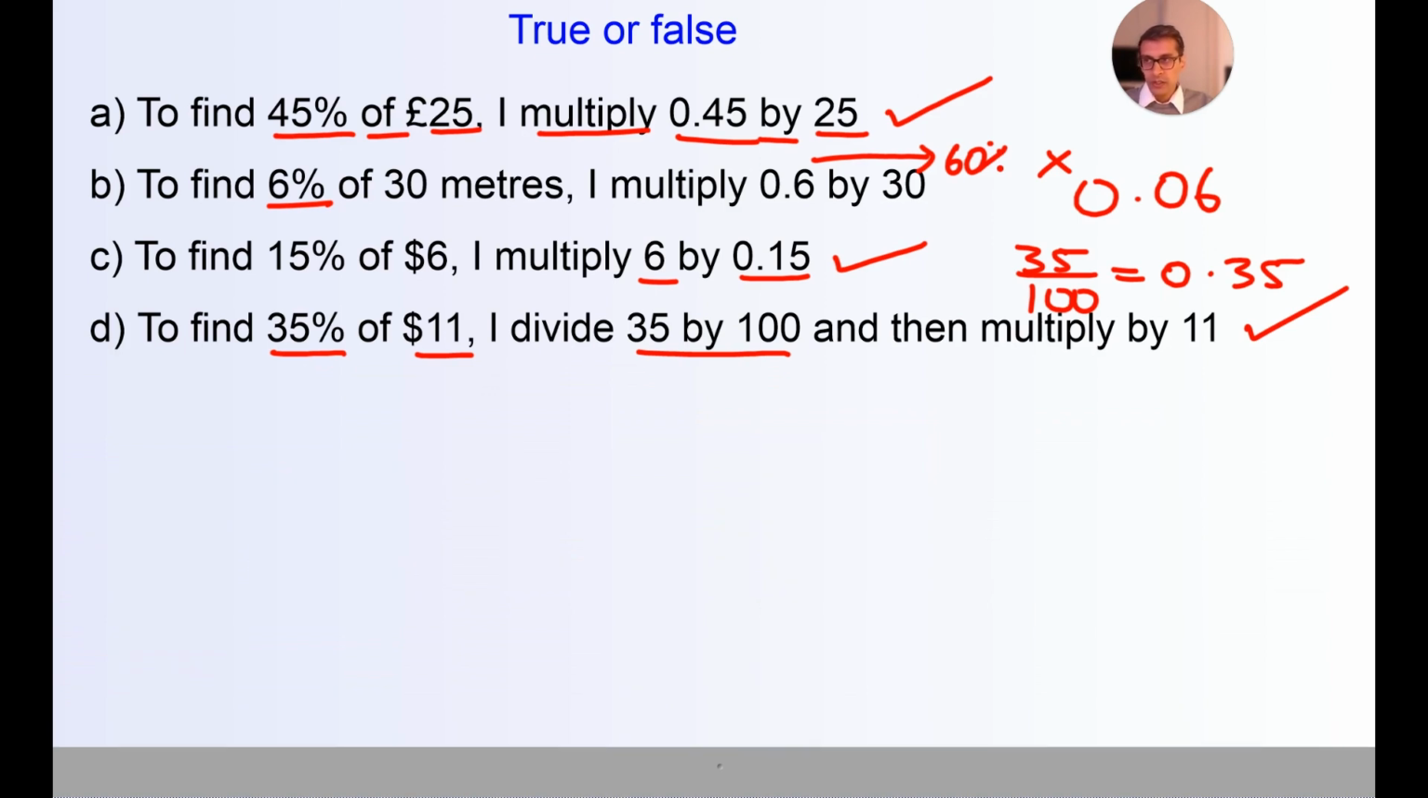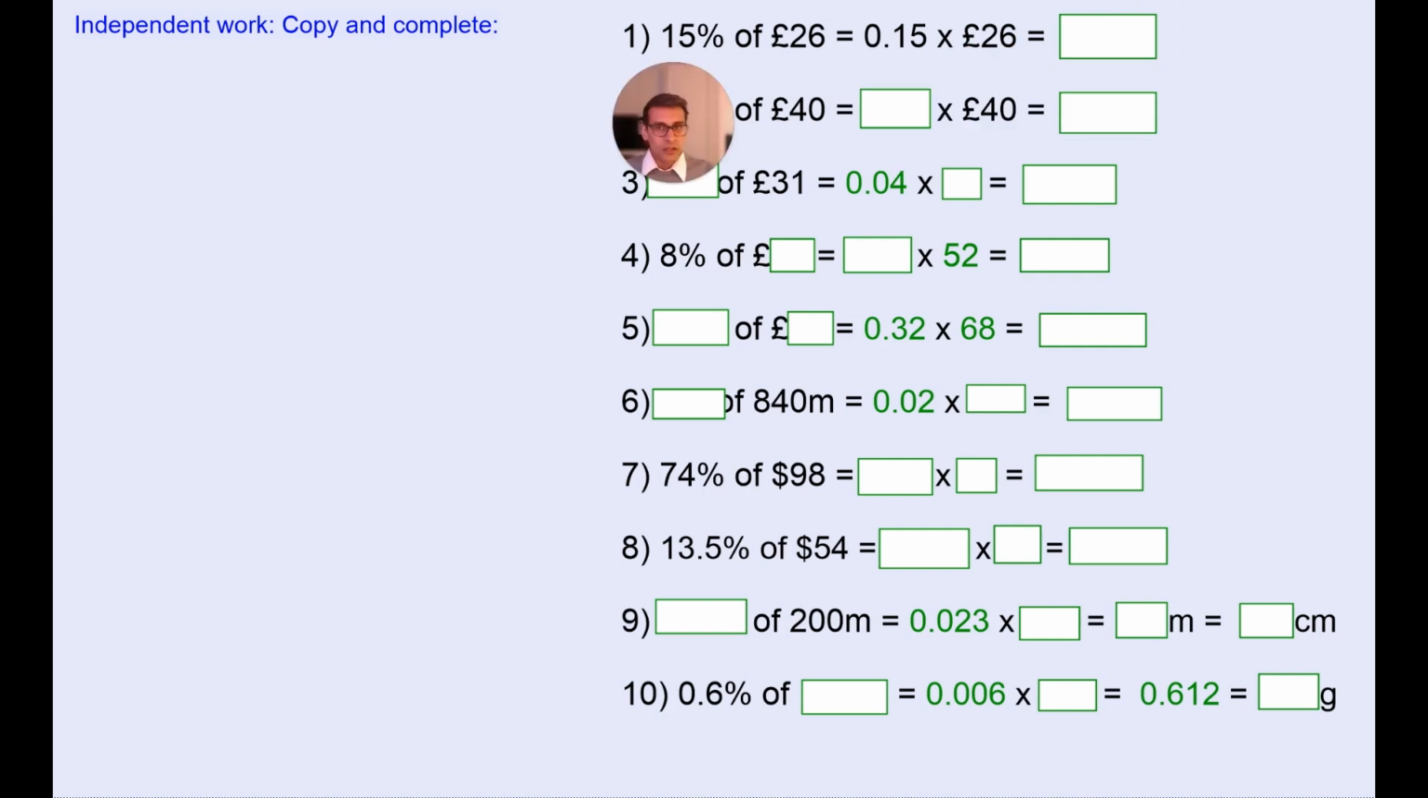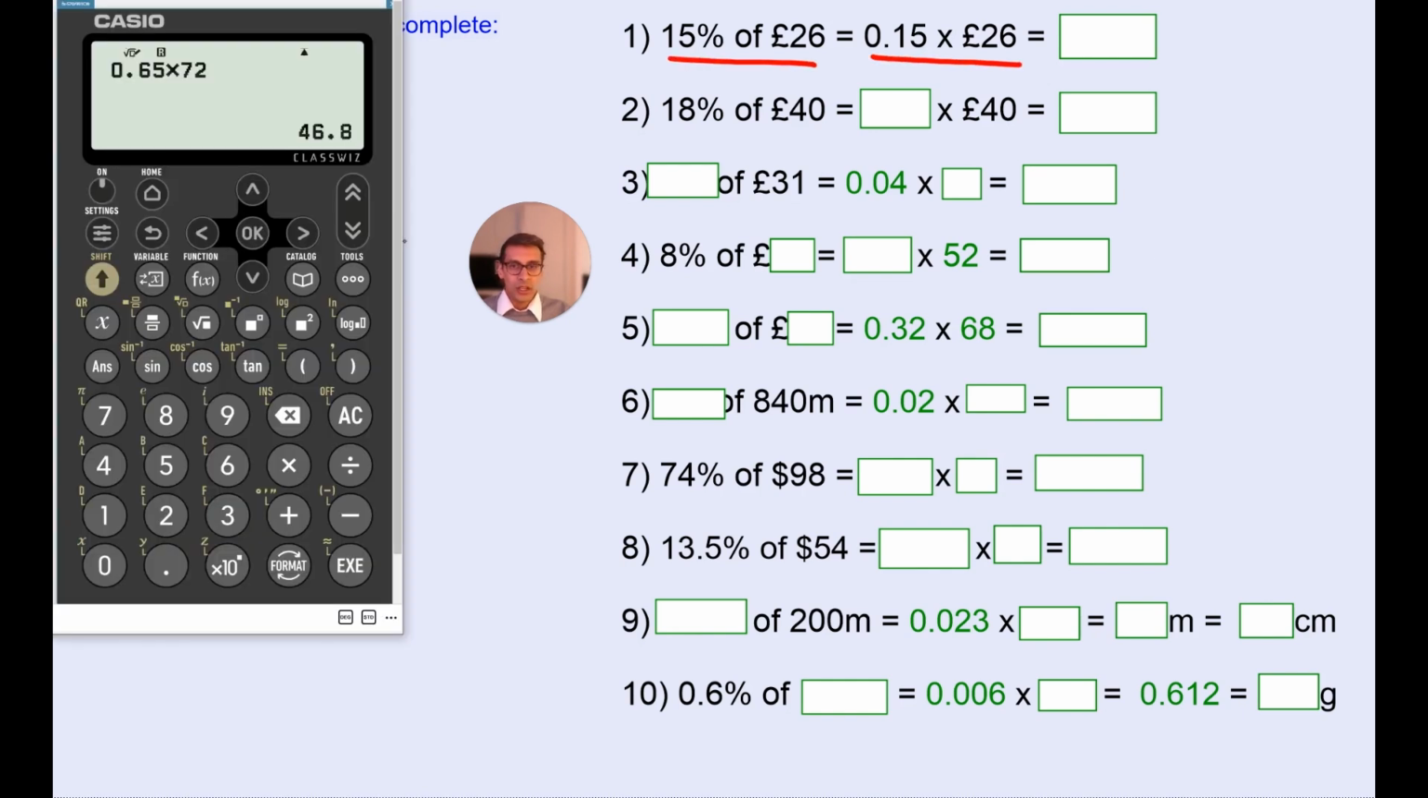Now there's an exercise for you to do here. In this exercise, you are going to be using your calculator and you are going to be working out the actual final answer. So I'll do the first one for you as an example. 15% of 26 is 0.15 times 26. So let's put that on a calculator. 0.15 times 26 equals, and then we're going to change the format.